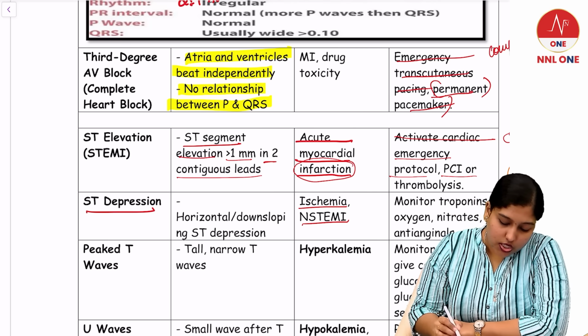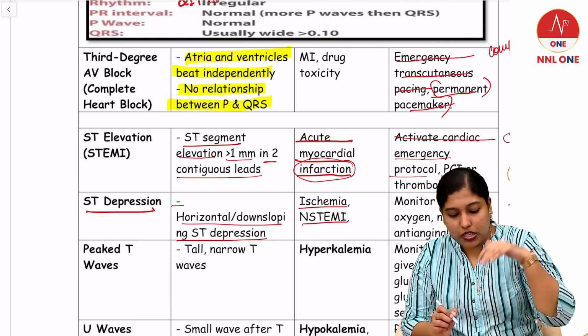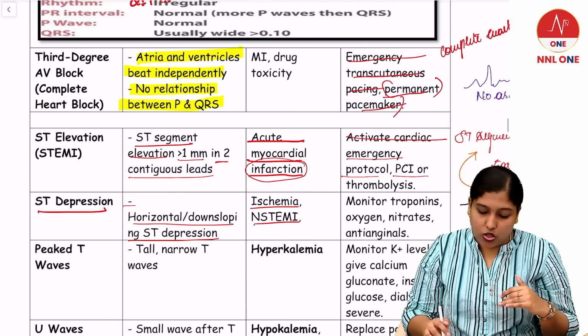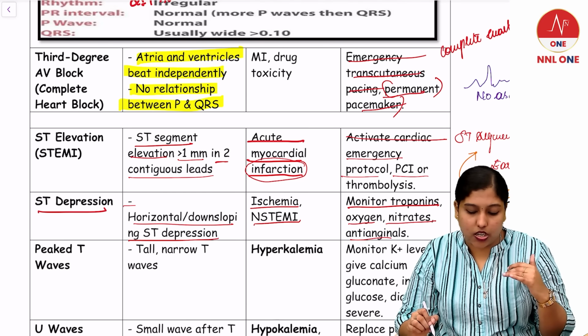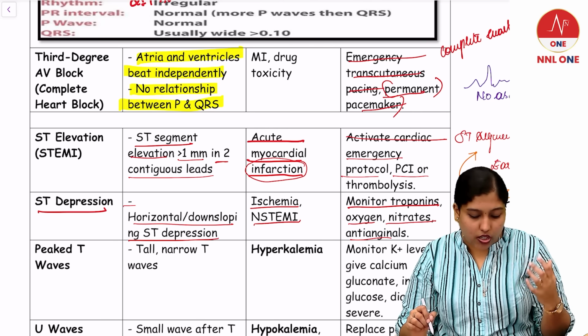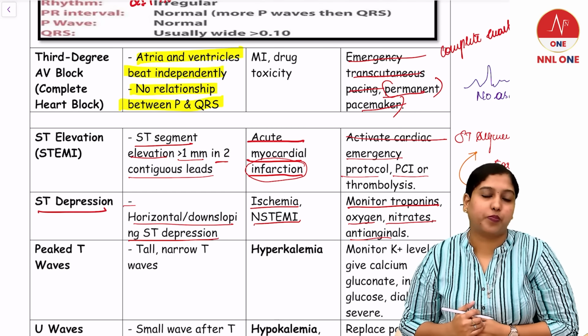In this case, you can see the ST depression: a horizontal or downward shift, downsloping of the ST segment, termed ST depression. You have to monitor troponin, and oxygen, nitrates, and anti-anginals should be administered. If you monitor the basic cardiac biomarkers, you can come to a conclusion about the intensity of the ischemia, right?